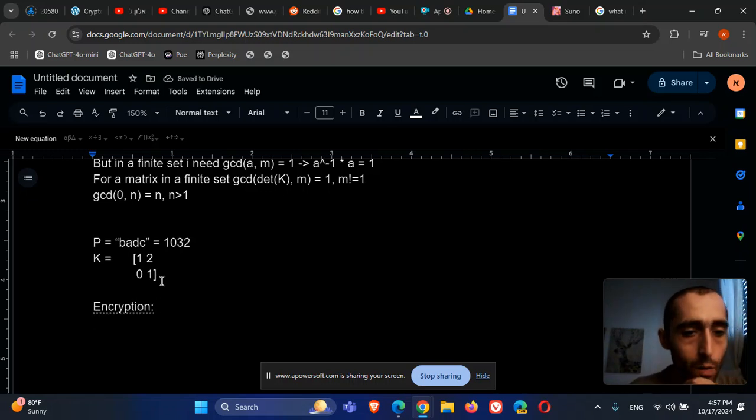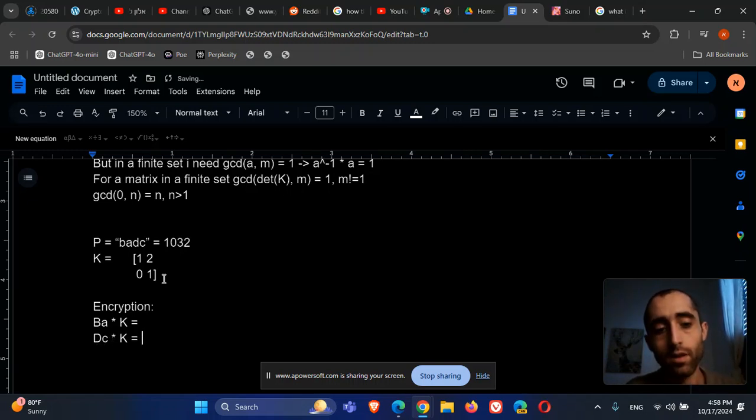And what I will do is this. Again, the matrix is 2 by 2, so every time I can encrypt 2 letters at a time. So I need to encrypt BA, where encryption means multiply by the matrix, and I will encrypt DC, which again means multiply it by the matrix. So let's do an example.